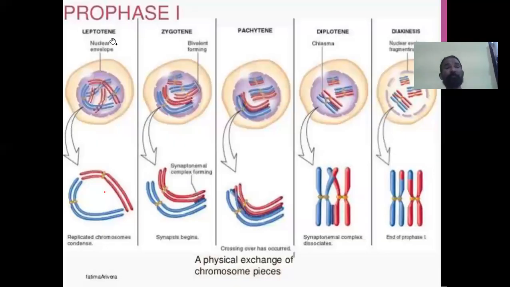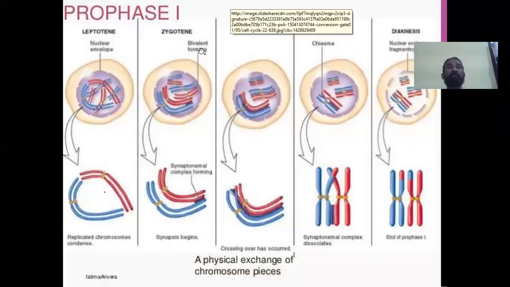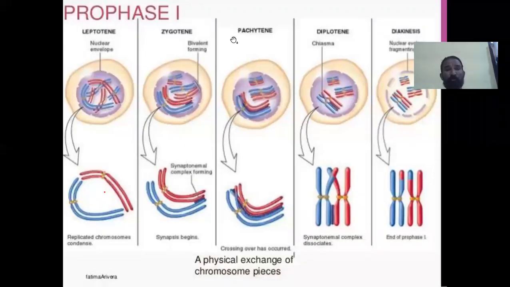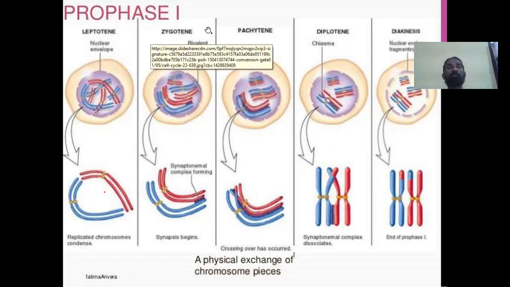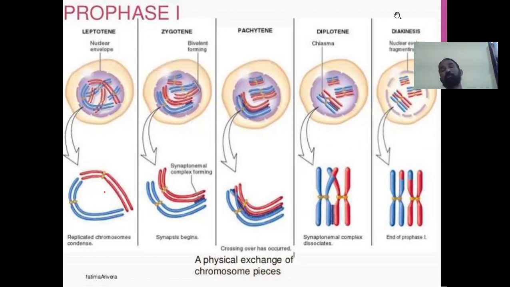Prophase one, explain the stages of prophase one. The question is given like that. Prophase one includes leptotene, zygotene, pachytene, diplotene, and diakinesis. So LZPDD: L means leptotene, Z means zygotene, P means pachytene, D means diplotene, and the final one is diakinesis.